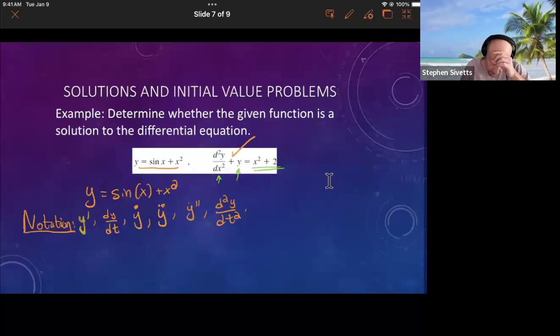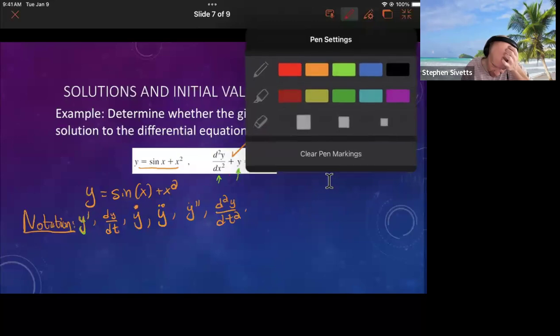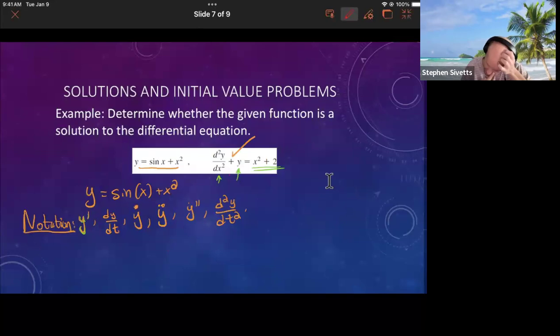Anyway, what we need to do is figure out how to show that this is a solution to the differential equation. So y prime equals cosine x plus 2x, right? And then y double prime would be negative sine of x plus 2, okay?